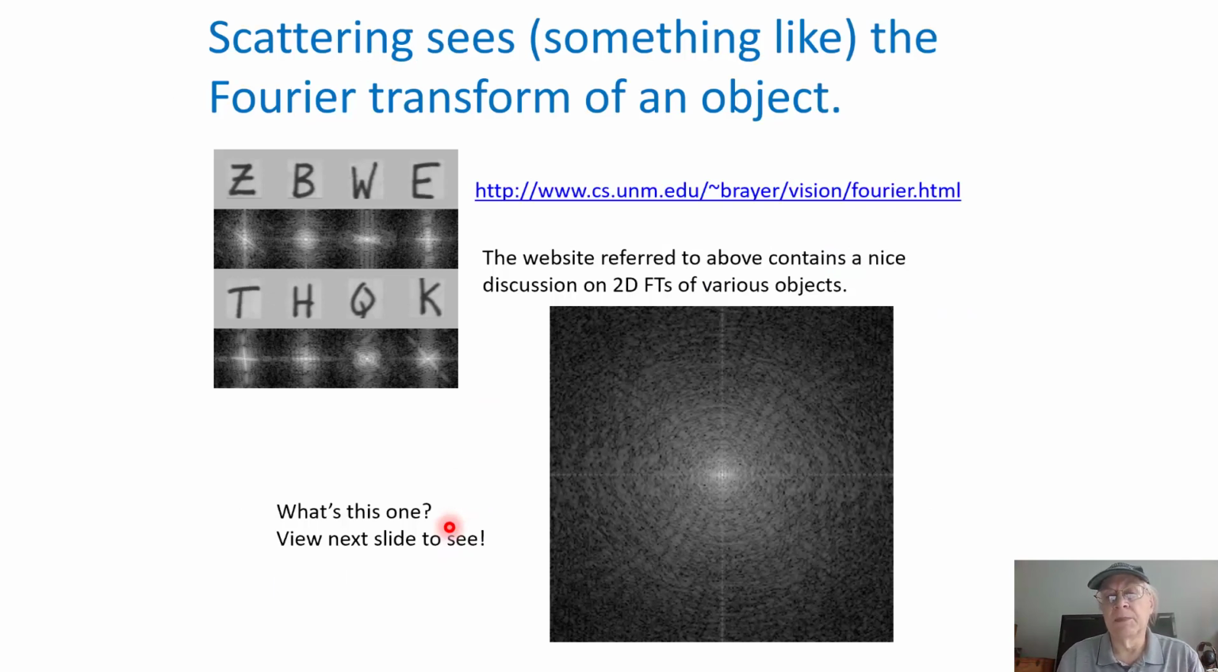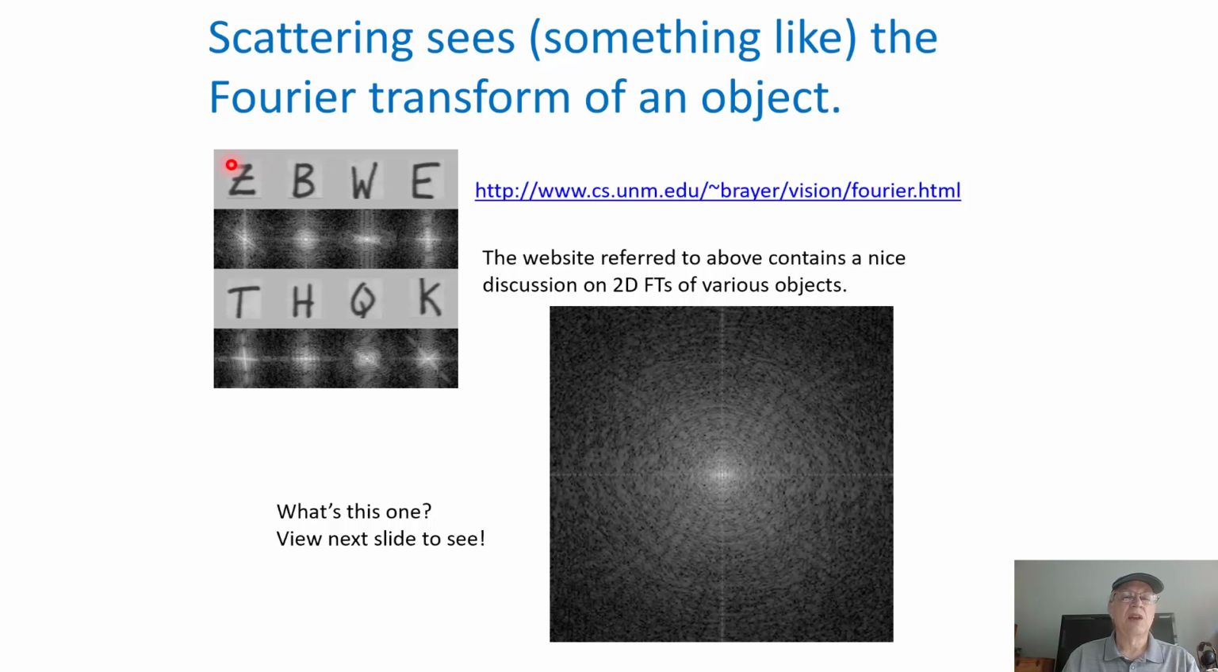All right, so what scattering detects is something like the Fourier transform of an object. I want to talk a little bit about that. Let's look at some letters here. Fourier transforms are inverse operations. If it's a Fourier transform in time, then short times correspond to high frequencies. If it's a Fourier transform in space, like light scattering, then short distances correspond to high angles, or high spatial frequencies, we may say.